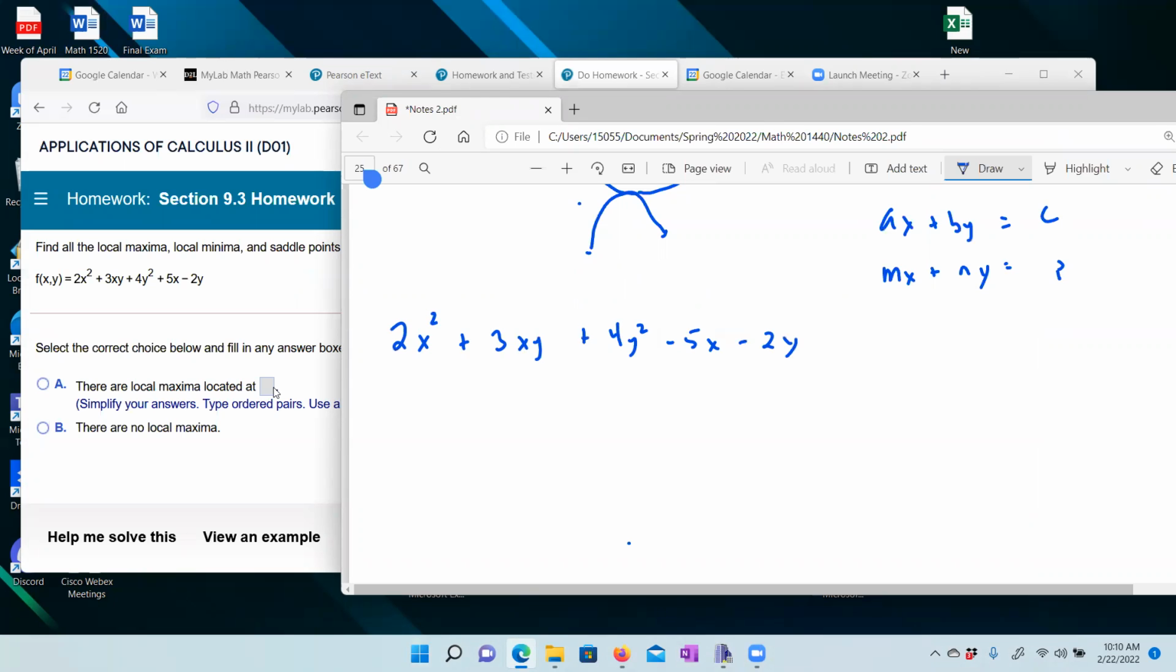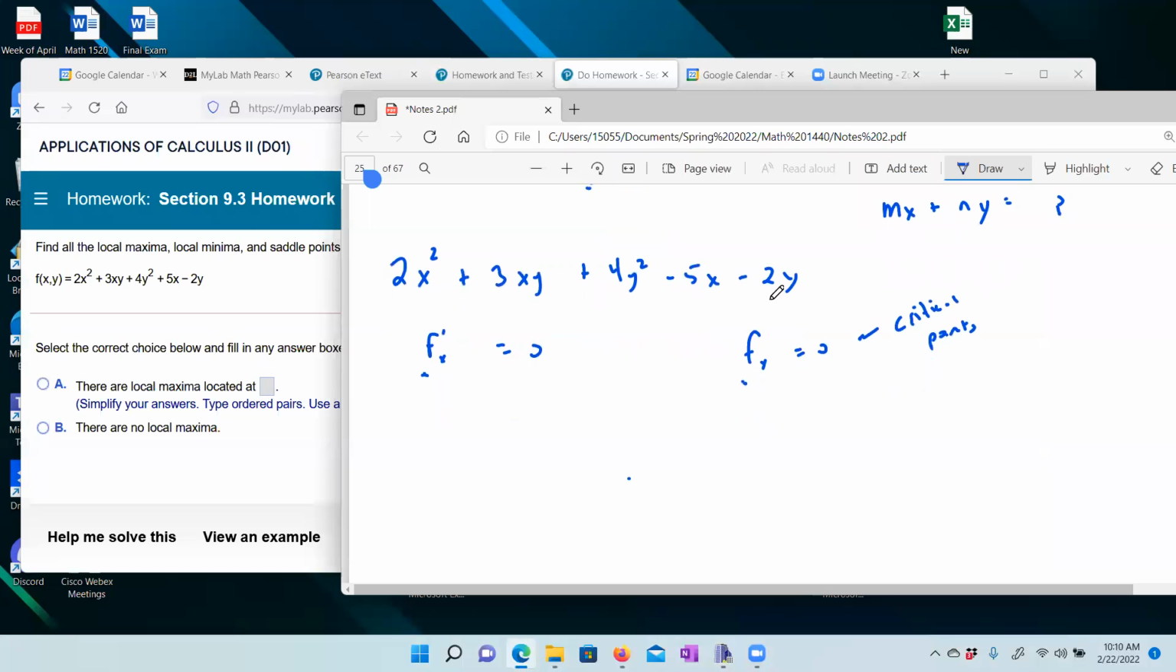Here's your strategy. We have to find the partial with respect to x and set that equal to 0. We have to find the partial with respect to y and set that equal to 0. These are going to give us our critical points. We're still going to have x's and y's. We're going to have 2 equations with x's and y's set equal to 0. We're going to solve them and see what happens. We might use one equation to substitute or to eliminate in the other, but that's how we're going to get our critical points.